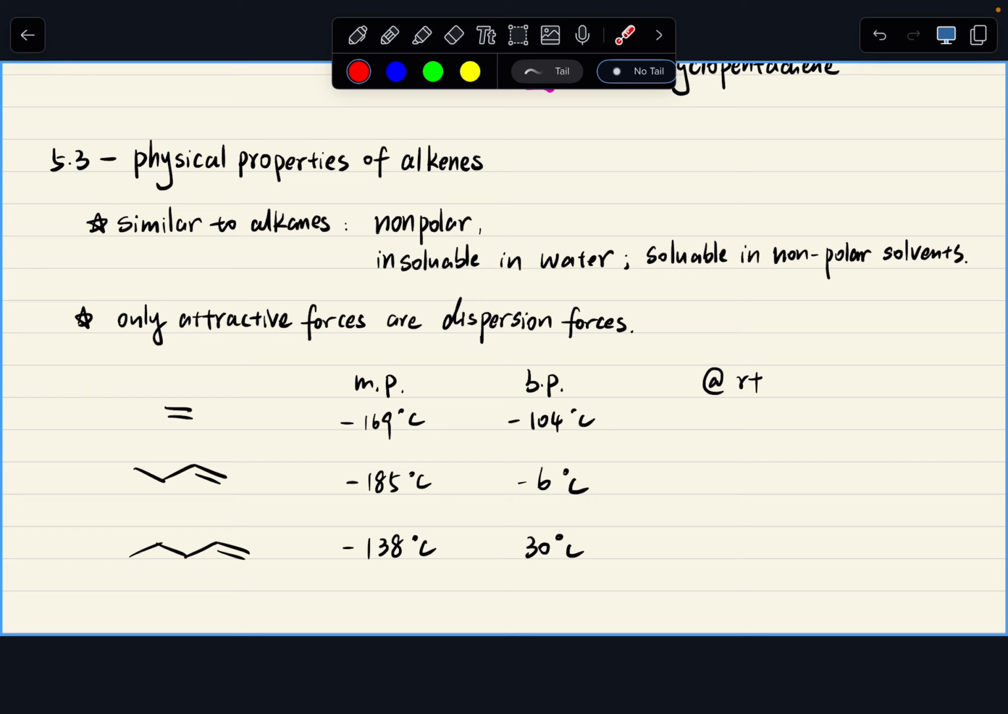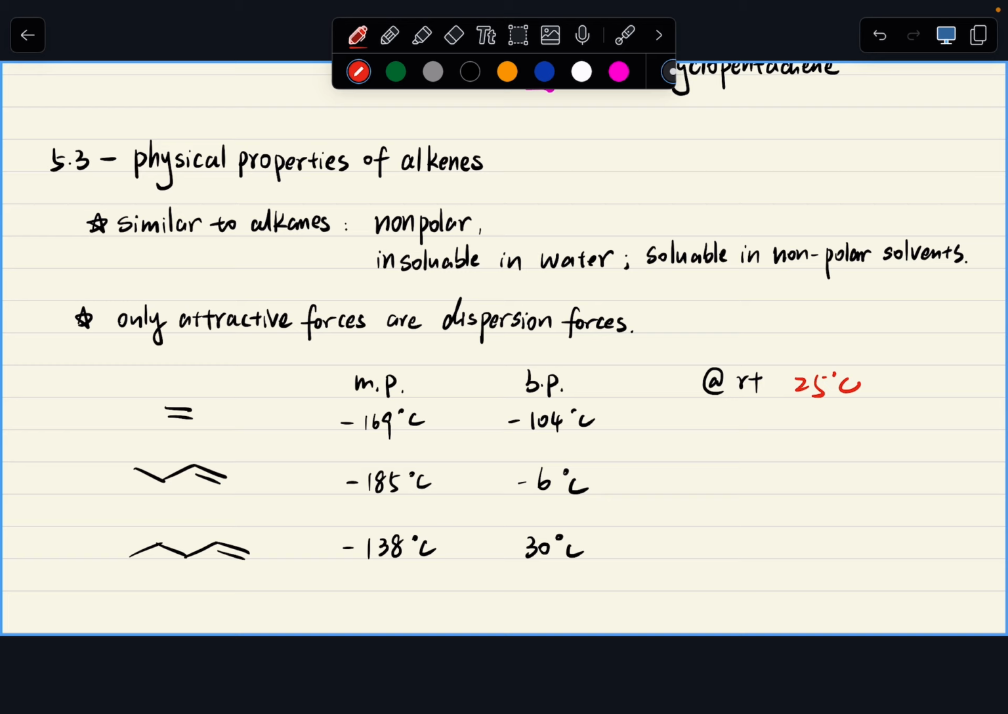And like alkanes, the only attractive forces available are dispersion forces, or London dispersion forces. So depending on the size of your alkane, you can have a decreased boiling point with smaller molecules and an increased boiling point with larger molecules or longer chains. So if we give you the melting point and the boiling point, it should be pretty straightforward to predict what phase it will be at room temperature, which is like 25 degrees Celsius.